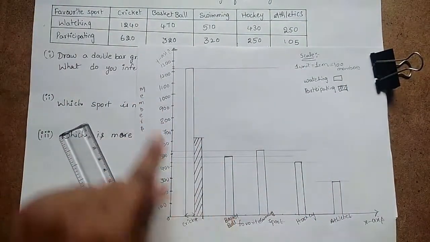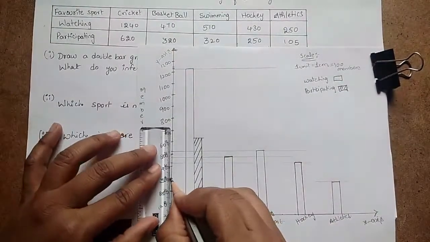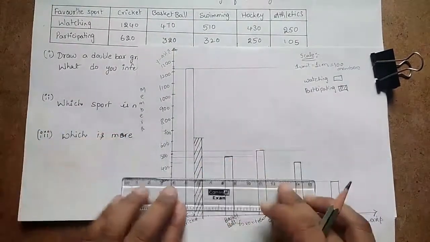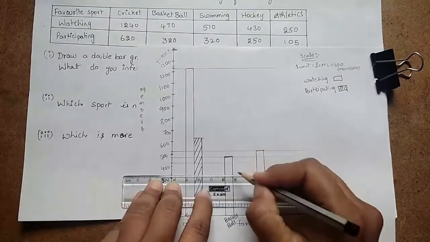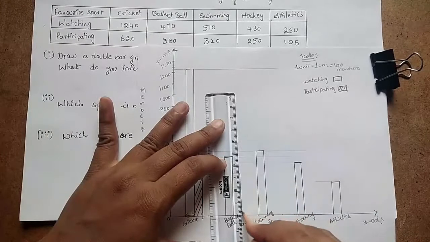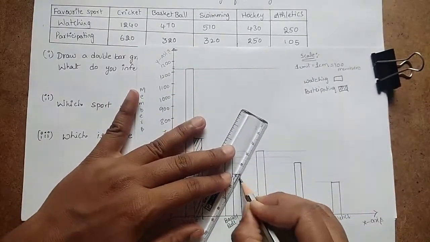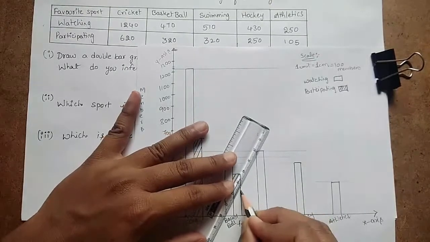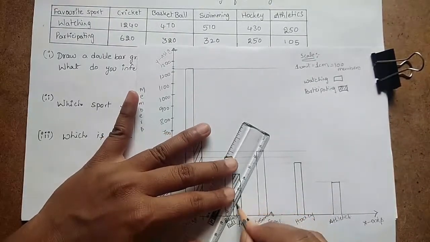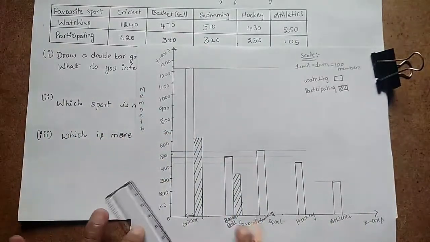Next, basketball is 320. So this is the 300. 20 is nothing but 2 centimeters above. Take a small line like that. Next, the same width we have to take for all the bar graphs. Make sure that participating has the checkered ones. So I am drawing a checkered box here for the participating of basketball.